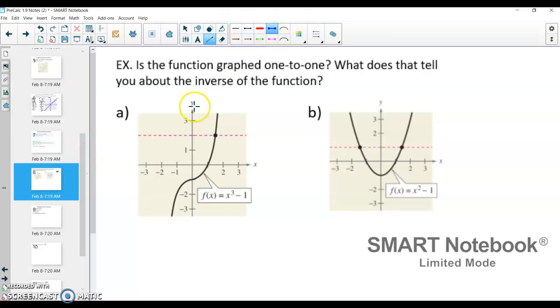So the example here is this pink line here. As it passes through horizontally, it only hits the graph at that 1 point, meaning that this function x cubed minus 1 is going to have an inverse, and it is one-to-one because it would also pass the vertical line test. In B here, you can see the horizontal line test is failing because it hits the graph there and here, and so it's not going to have an inverse function. That's similar to what we did with the vertical line test, but the horizontal line test is just talking about if it's going to have an inverse function or not.